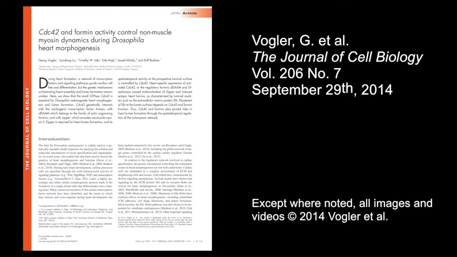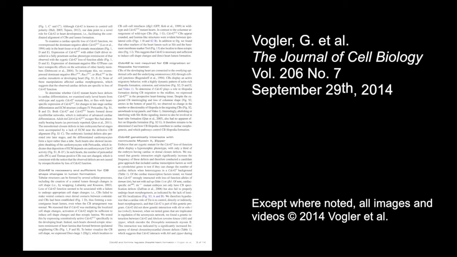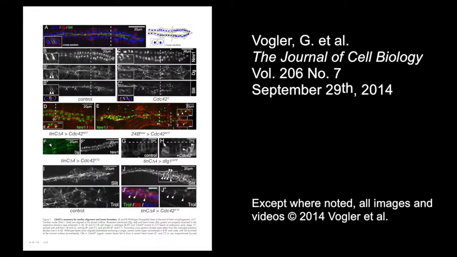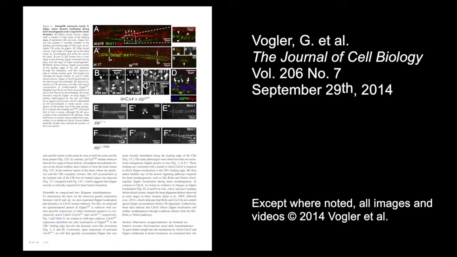In the meantime, however, you can learn more about how Cdc42 and formin activity controls non-muscle myosin dynamics during Drosophila heart morphogenesis in the paper by Vogler et al., published in the September 29, 2014 issue of the Journal of Cell Biology.